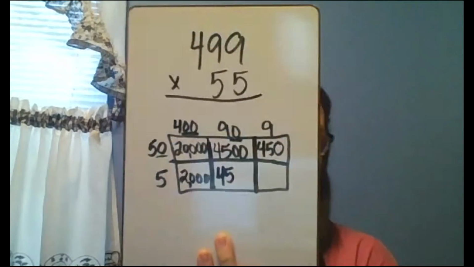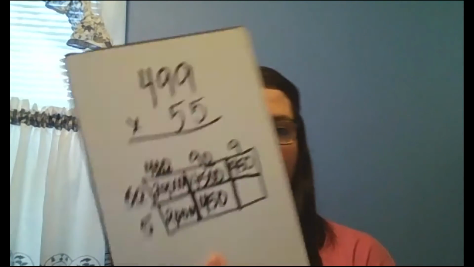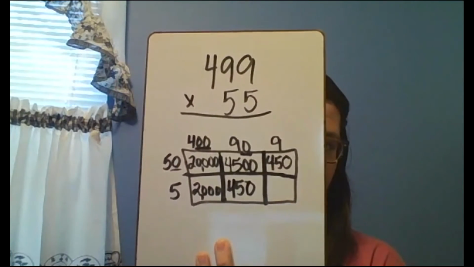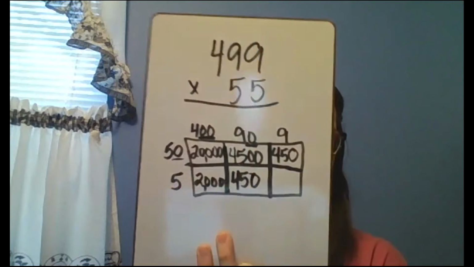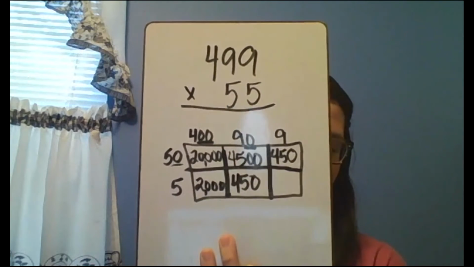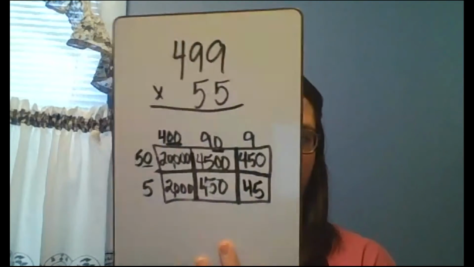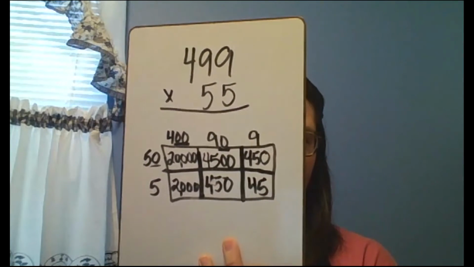And then we have to add that 0 from our 90. So 5 times 90 is 450. And then we do our very last box. That one's going to be our 5 times 9. Siri told us that that was 45. 5 times 9 is 45.